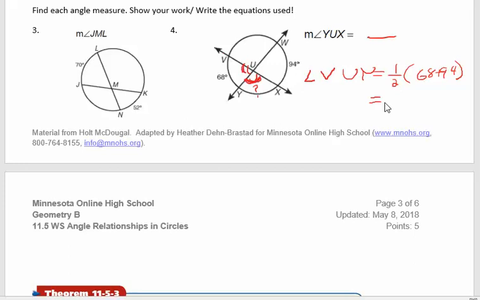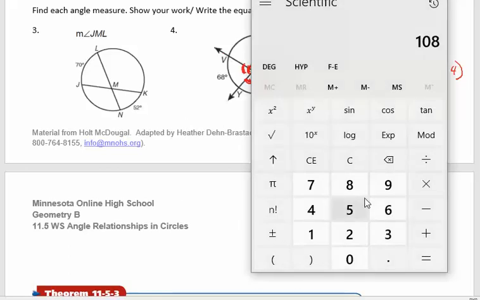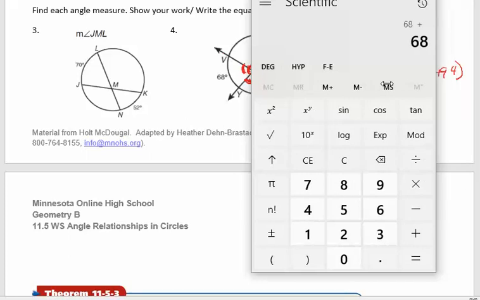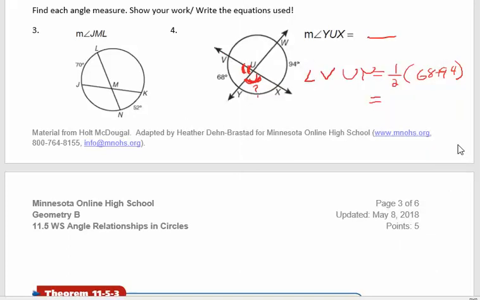Oh no, that would be this angle right here. And then I will subtract from 180 to find the measure of the angle they're asking me to find. So 68 plus, was it 94? 94 is equal to 162, and half of 162 is 81. So that's the measure of angle VUY.